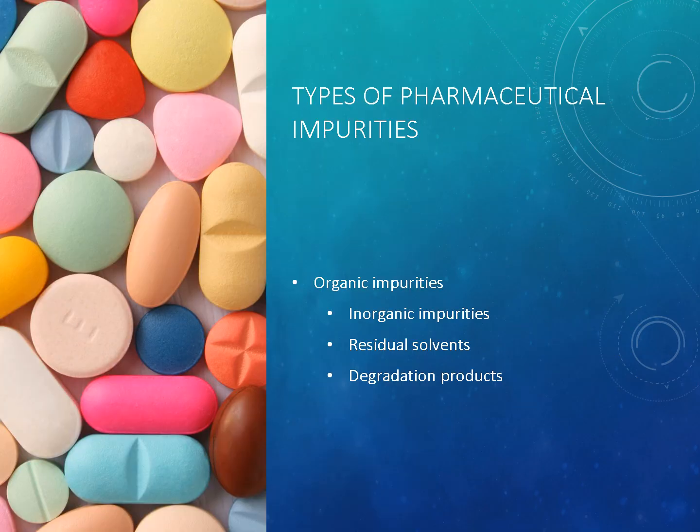Pharmaceutical impurities are generally classified into several categories. Organic impurities include starting materials, intermediates, byproducts, and side reaction compounds. Inorganic impurities may come from catalysts, heavy metals, or inorganic salts used in manufacturing. Residual solvents are organic solvents that remain after processing. Degradation products form when a drug breaks down due to factors such as heat, light, moisture, or oxygen. Each type requires a specific analytical approach for proper evaluation.